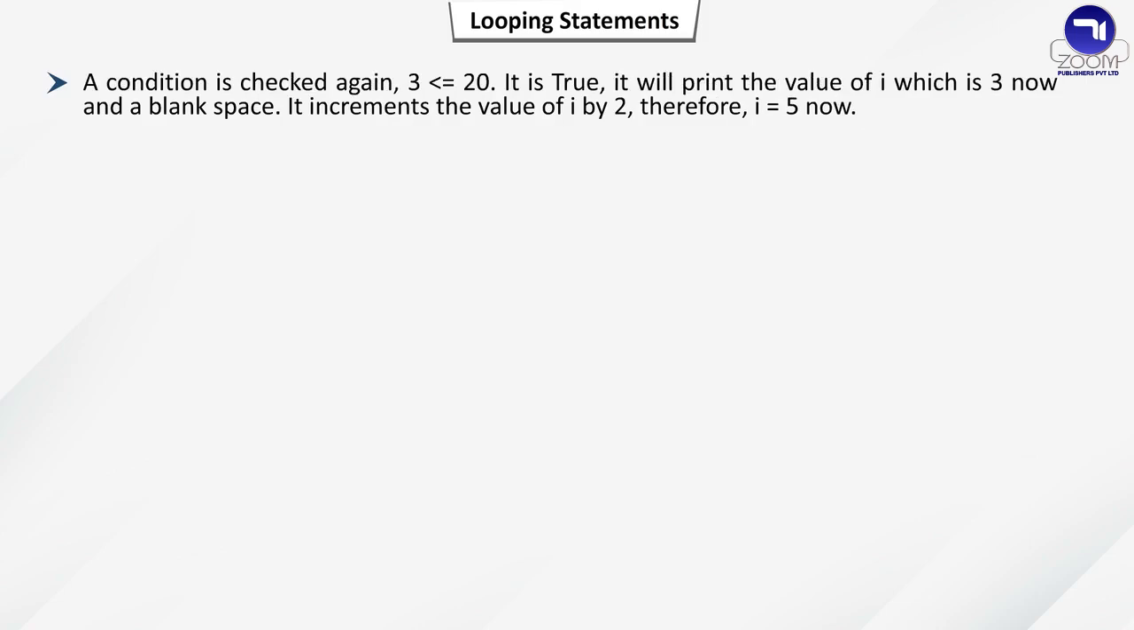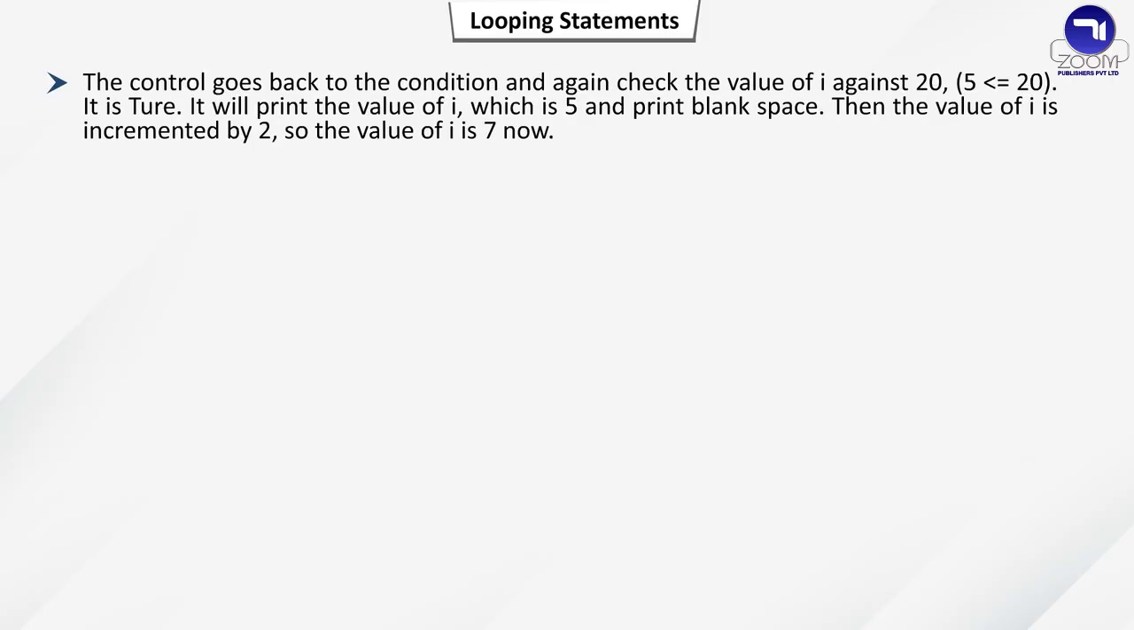A condition is checked again. 3 is less than or equal to 20. It is true. It will print the value of i, which is 3 now, and a blank space. It increments the value of i by 2. Therefore, i is equal to 5 now.